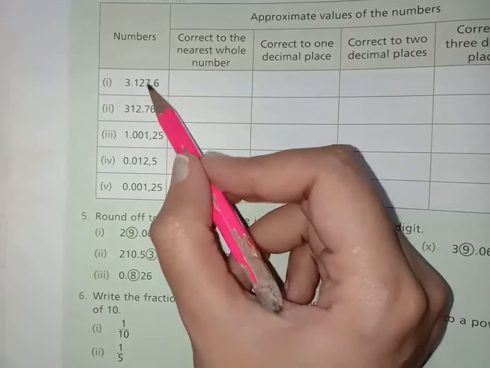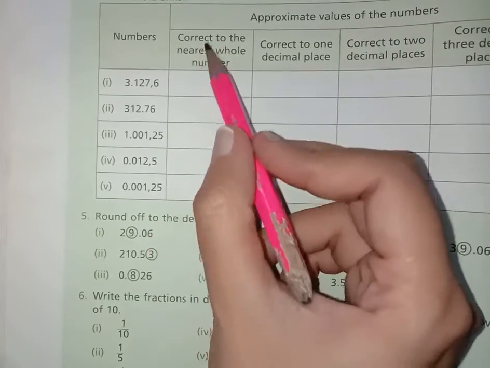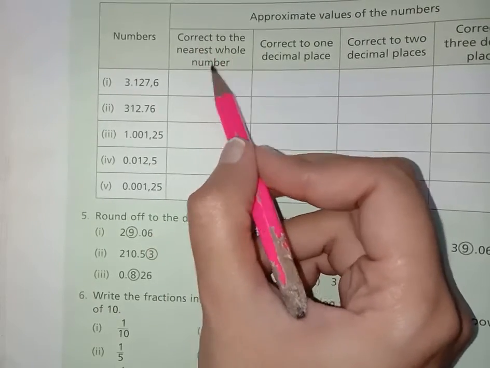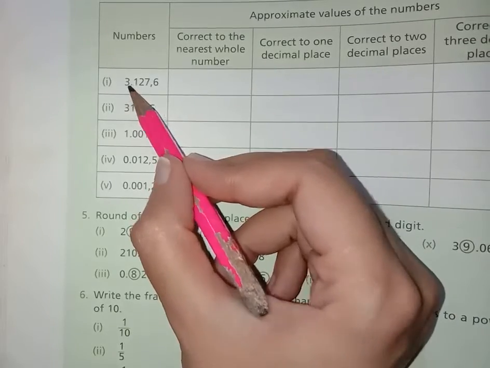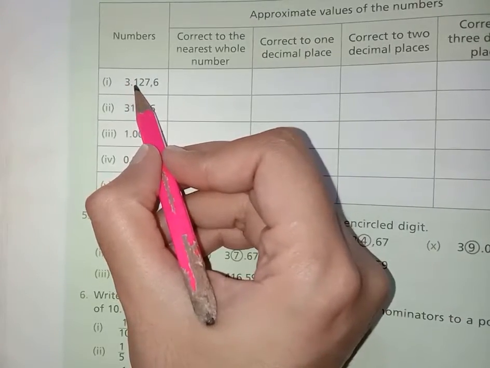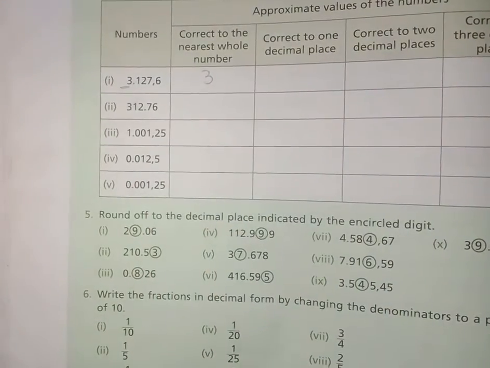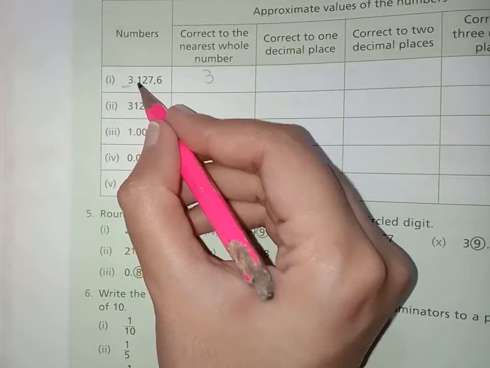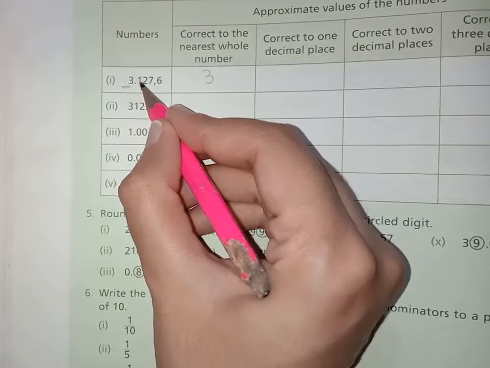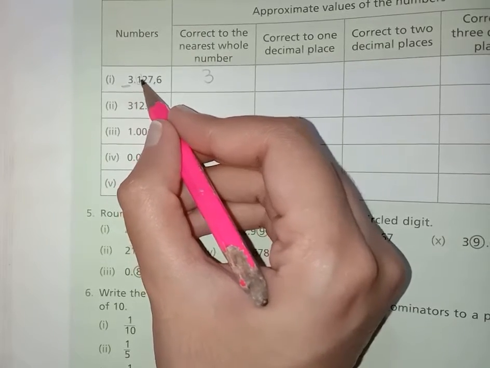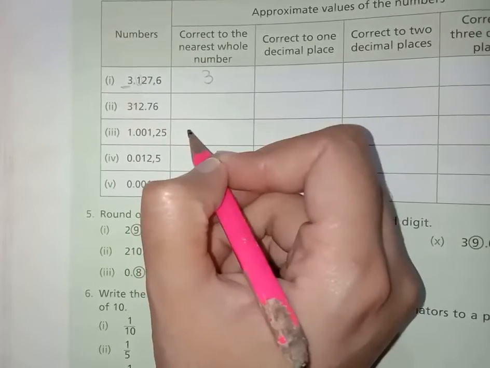First, these are the decimal values. The first is correct to the nearest whole number. After the point it is 1, so we can write 3 as it is. If the number after the point is 6, we can write it as 4, but it is less than 5, so we can write it as 3.